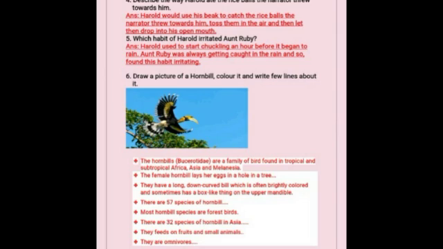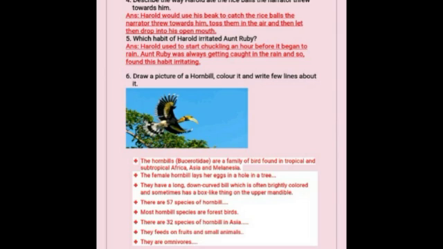Okay, so next is: draw the picture of a hornbill, color it and write a few lines about it. You have done this activity in your classwork. When the question is asked, what you have to do is draw, color it, and then write a few lines about the hornbill. Any points you can write, not only the points which I have given you.